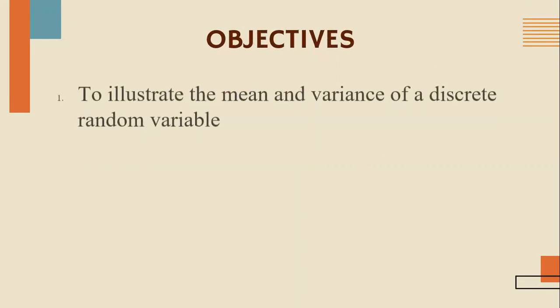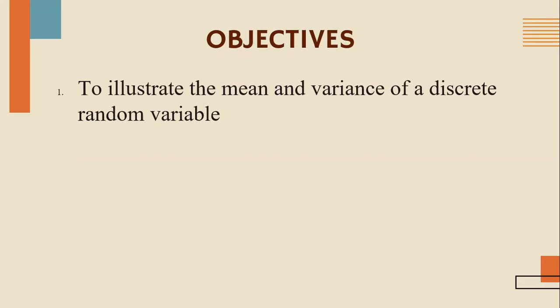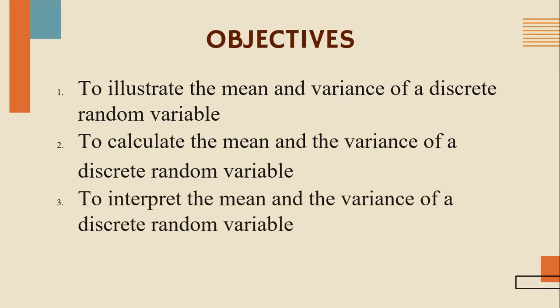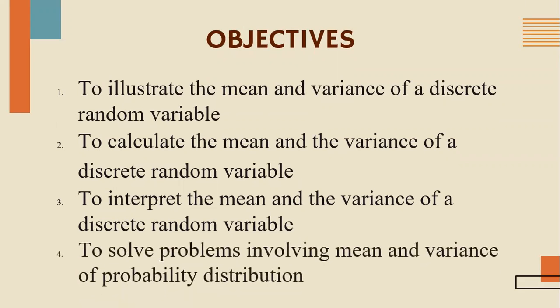These are our objectives: to illustrate the mean and variance of a discrete random variable, to calculate the mean and the variance of a discrete random variable, to interpret the mean and the variance of a discrete random variable, and lastly, to solve problems involving mean and variance of probability distribution.